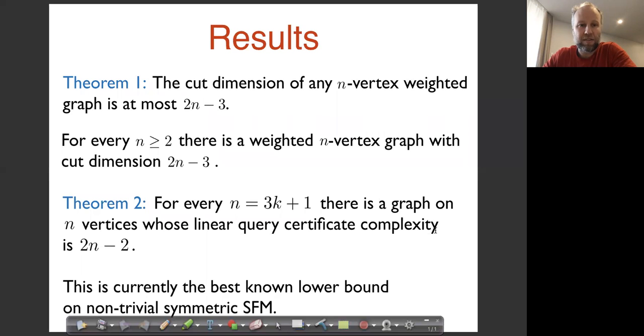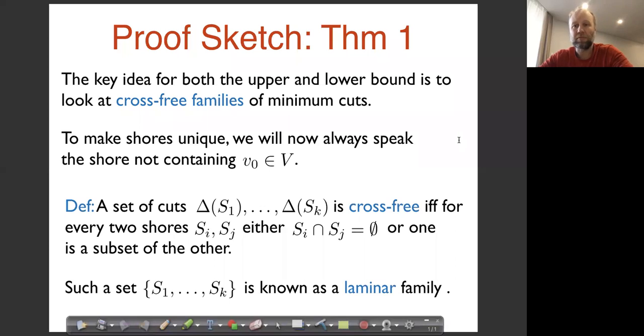Okay, so let's talk about this theorem 1. So the key concept to both the upper and the lower bounds is an idea of what's called a cross-free family of cuts, of minimum cuts. Okay, so of course, every cut has two shores. So to make the shore corresponding to a cut unique, from now on, I'm just going to pick some distinguished vertex V naught, and I'm always going to take the shore not containing V naught, okay?